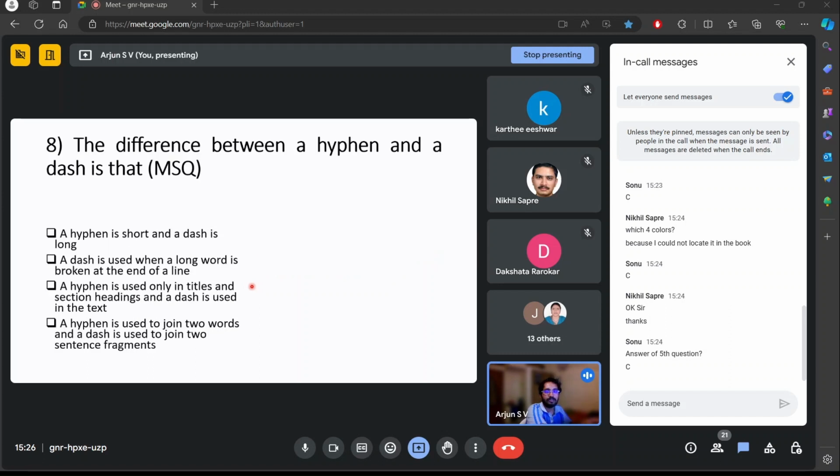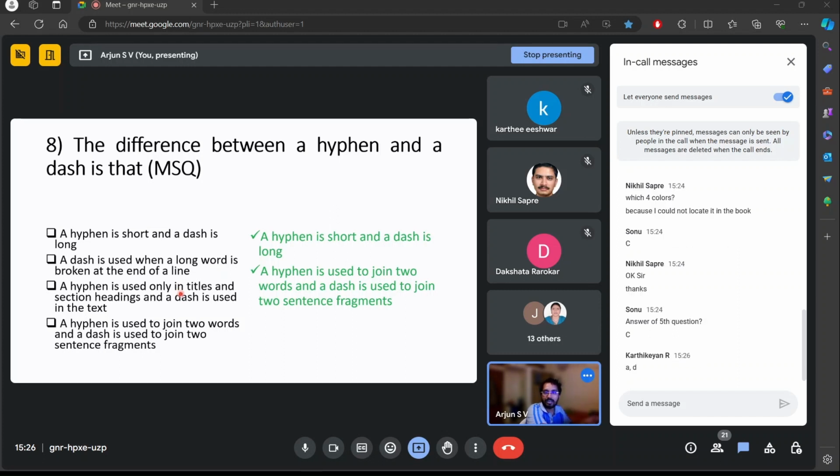If no one has any doubts, question number 8. The difference between a hyphen and a dash is that a hyphen is short and a dash is long. A dash is used when a long word is broken at the end of the line. And a hyphen is used only in titles and section headings, and a dash is used in the text. A hyphen is used to join two words, and a dash is used to join two sentence fragments. So out of this, only two options are valid: a hyphen is short and a dash is long, and a hyphen is used to join two words, and a dash is used to join two sentence fragments.